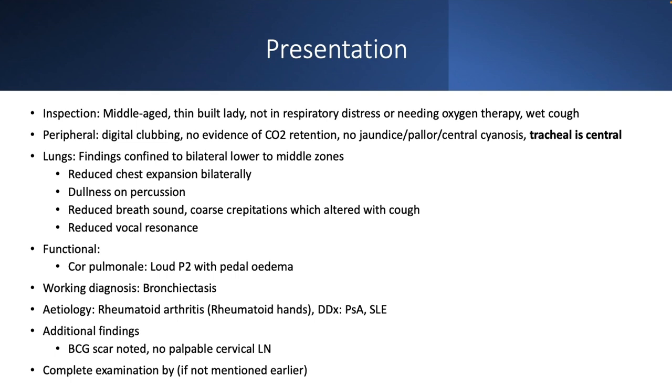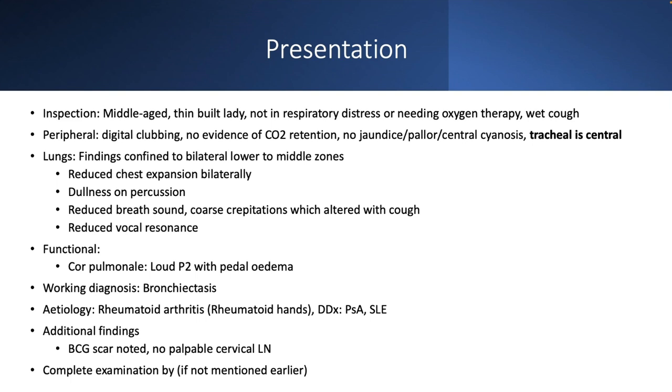For example, instead of telling the patient, this patient has clubbing, I would take a step back. I would say that on general inspection, this is a middle-aged, thin-built lady who is not in respiratory distress or needing any oxygen therapy, and she has a wet cough. I will just stop at that first, okay? Because that tells you I'm selling this as bronchiectasis. She looks thin and she's not in distress. This is the functional state first.